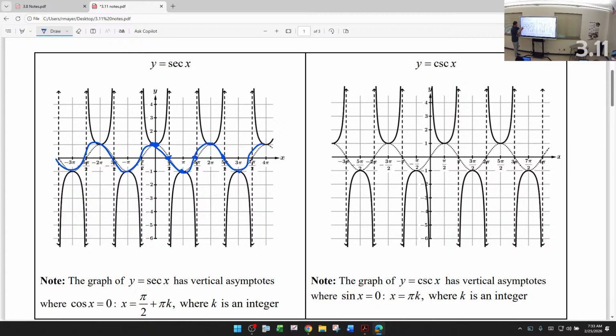So when cosine is 0, that gives me an asymptote. Every time cosine is 1, secant is 1, because you flip a 1 and you get 1. When it's -1, it's -1.